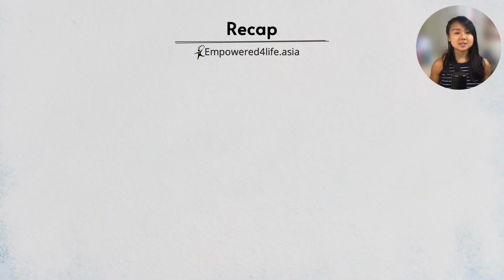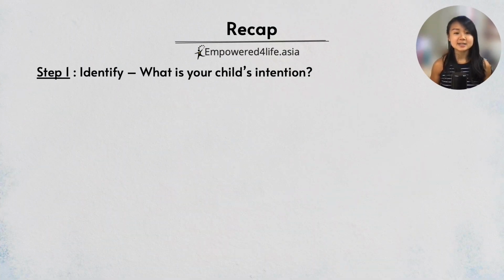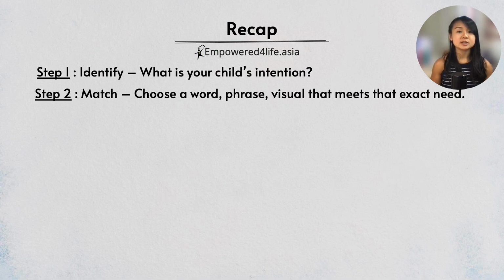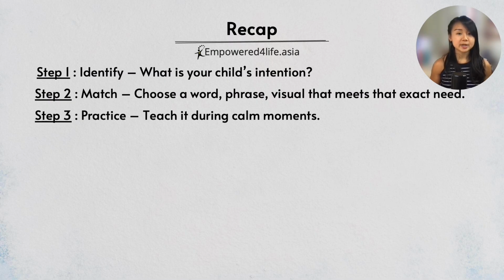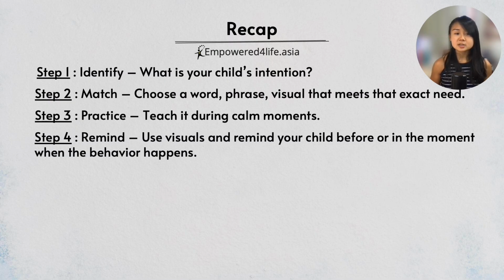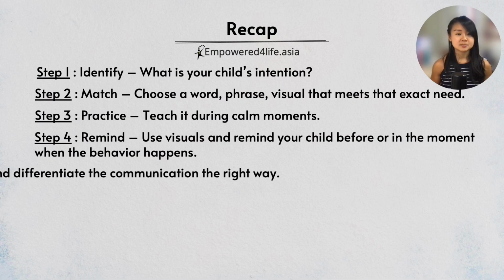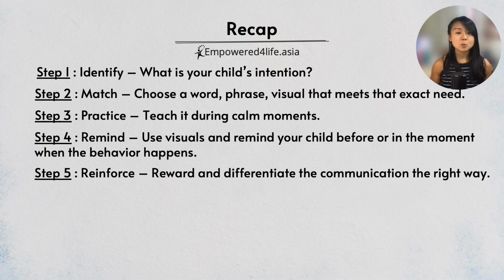Alright, now let's recap. Step 1 is to identify the intended purpose behind your child's challenging behavior. Next is to match the intention to a word, a phrase, or a visual that meets the exact need. Step 3 is to practice it during calm moments. And step 4 is to remind and support your child with visuals before or in the moment when the behavior happens. Step 5, reinforce with what they have requested, and then differentiate if they were to do it independently to give them a bigger reinforcement.